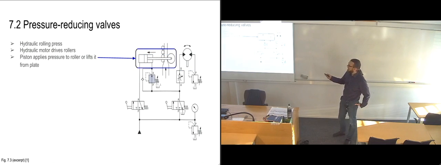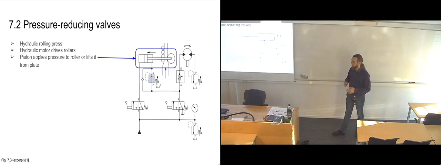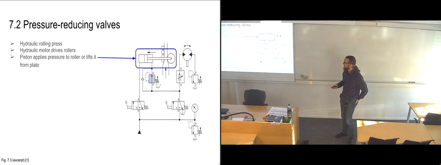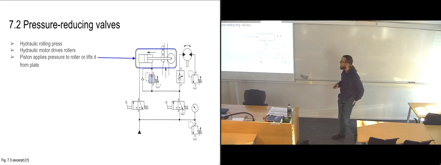And the piston here is applying pressure to the largest roller so that it is actually compressing the plates and creating thinner plates of it. It can either do that or it can move in the opposite direction and actually lift the roller up. So if you're going to change plates or something like that, you can do that.